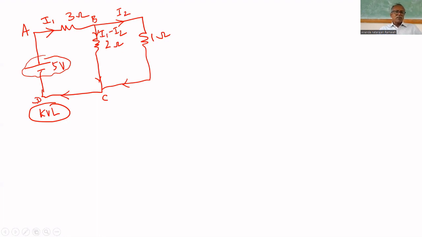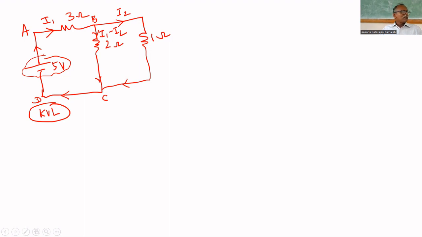First, I am going to travel from D to A along the current direction. Every branch you have to note the current direction. What we mentioned, this current direction need not be the same. Actual current direction may be in the reverse direction. You need not bother. But you have to assume the direction is from D to A. We are traveling along the current direction.